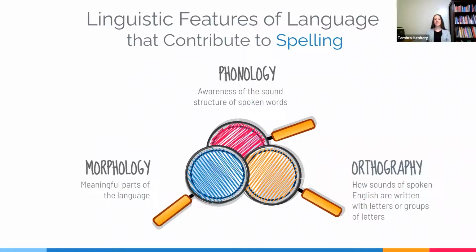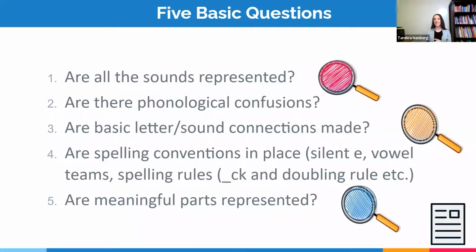We're going to look at our students' spelling samples to determine if they're paying attention to those meaningful parts of words like prefixes and suffixes. And these lenses lend themselves to a hierarchy of basic questions that we can then ask as we're analyzing these spelling inventories. And of course, as we said, we want to start with that lens of phonology with those first 2 questions. We can ask, are all the sounds represented in my student's spelling? And then, are there any phonological confusions? Once we determine the answer to those questions, we can then go back and look through the lens of orthography. That lens, we're going to ask questions 3 and 4.